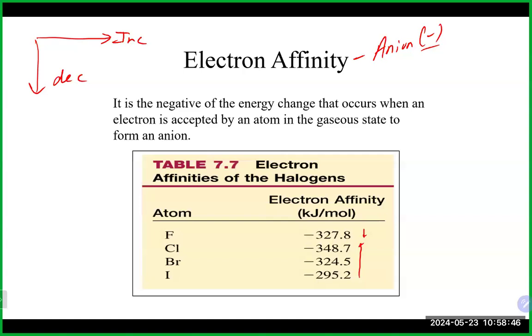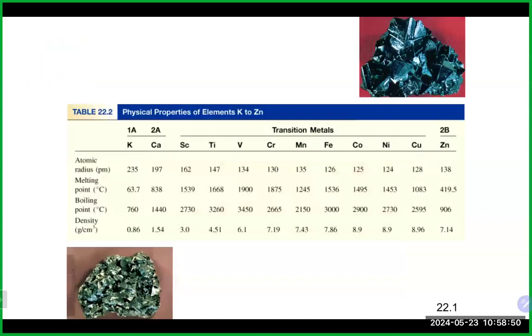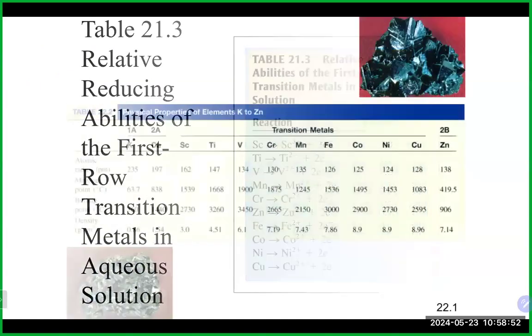Electronegativity also increases up and to the right and decreases as you go down, with fluorine being the most electronegative element there is.